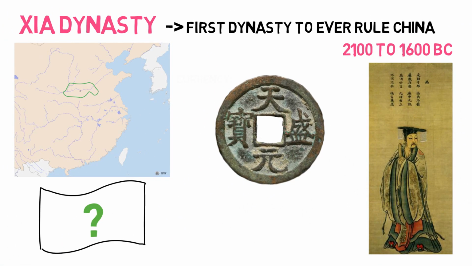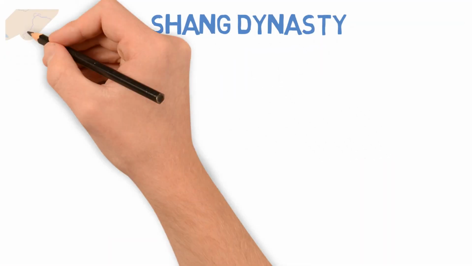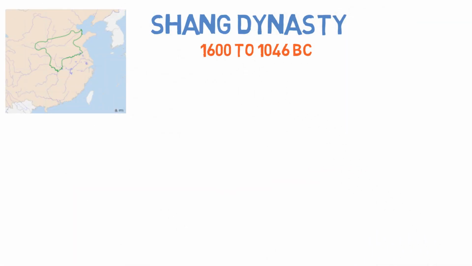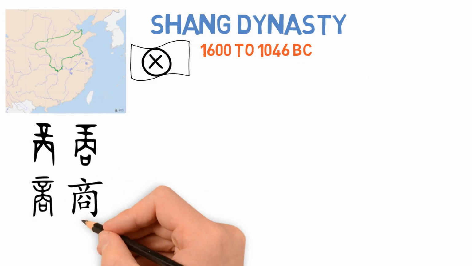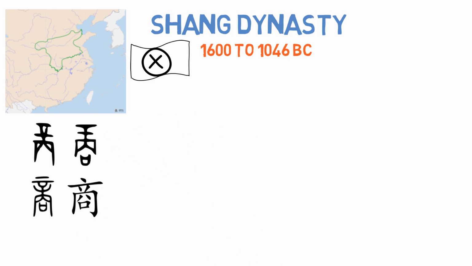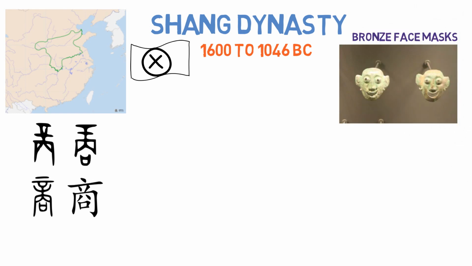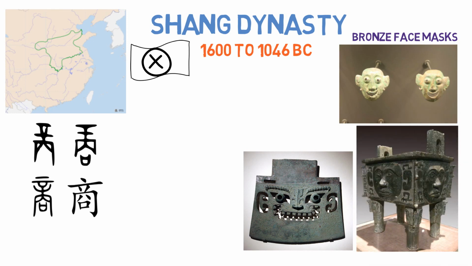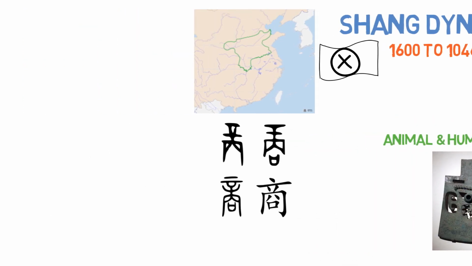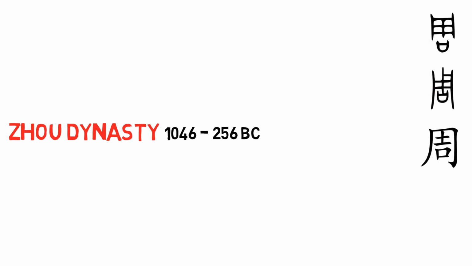The Xia were then succeeded by the Shang dynasty from 1600 to 1046 BC. Also without a flag, it seems that its main symbol was the representation of the word Shang in Chinese characters. They seem to also have used many bronze face masks and carved human or animal faces into many of their tools, artifacts, and constructions. After the Shang came the Zhou dynasty from 1046 to 256 BC, where the tendency of representation through writing characters seems to continue.